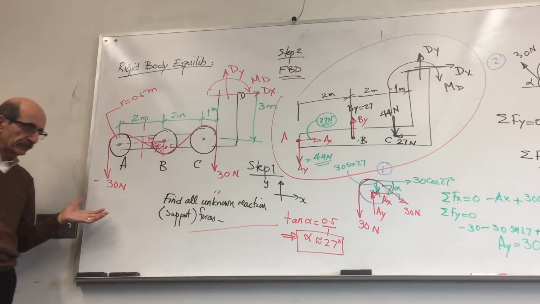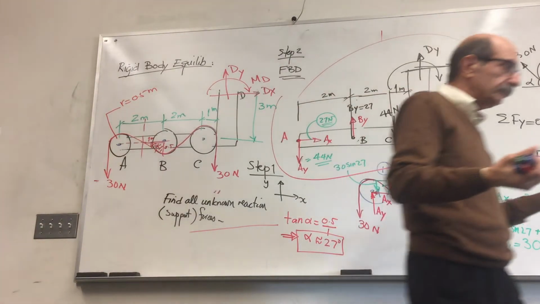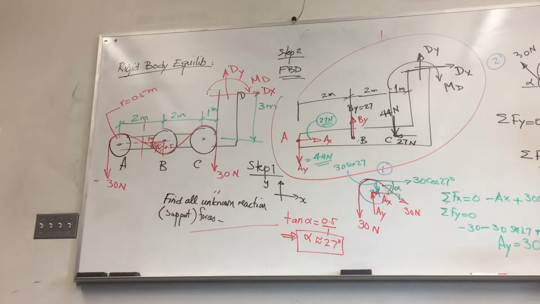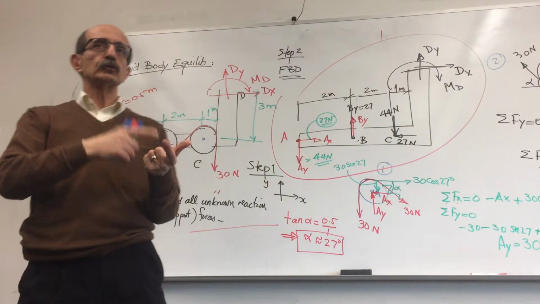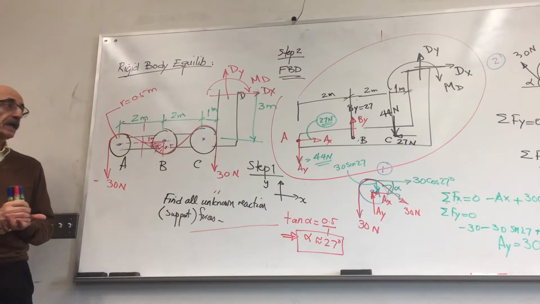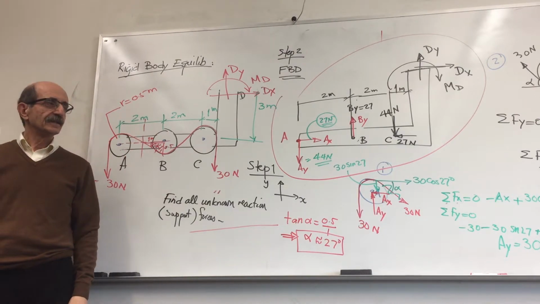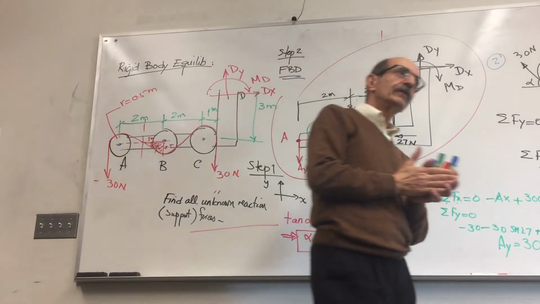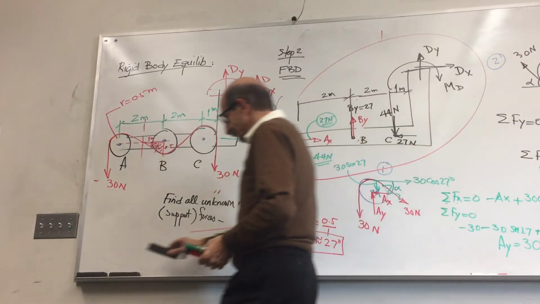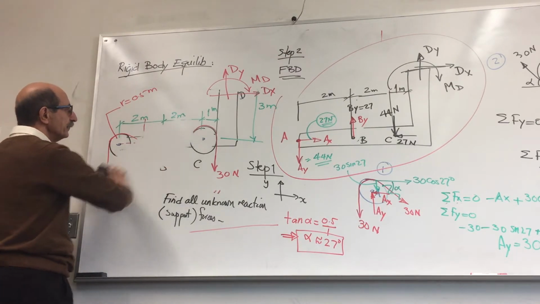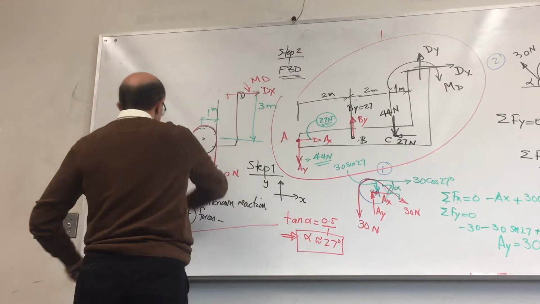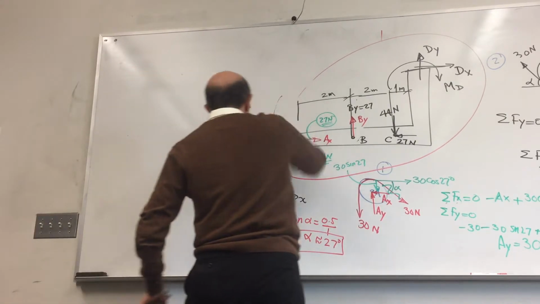But in summary, as far as rigid body equilibrium of 2D objects is concerned, it's simple, right? Just cut the support, put back the effect of the support, which basically means either one unknown force, two unknown forces, or two unknown forces and a moment. That's it. And apply equations of equilibrium. That is it. Very simple. Any questions? No. So let's move on to the next topic, which is rigid body equilibrium of 3D structures.